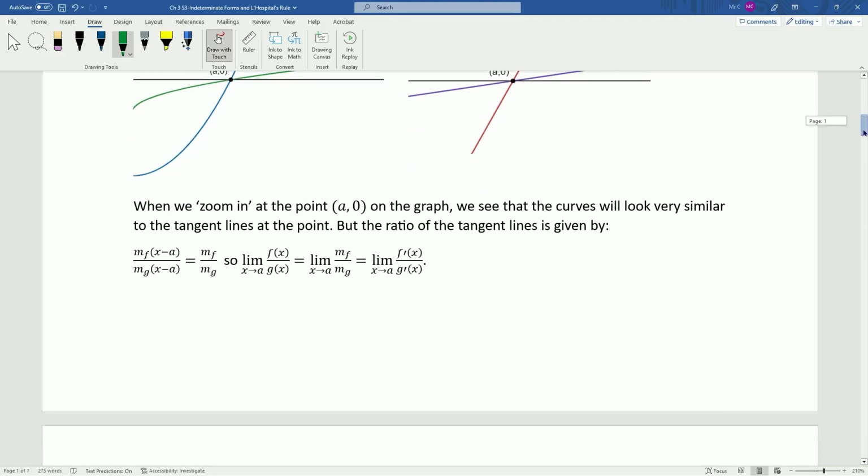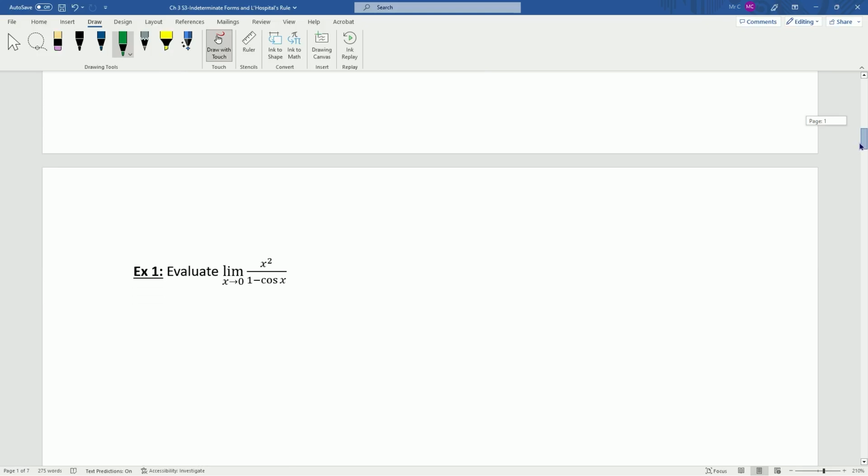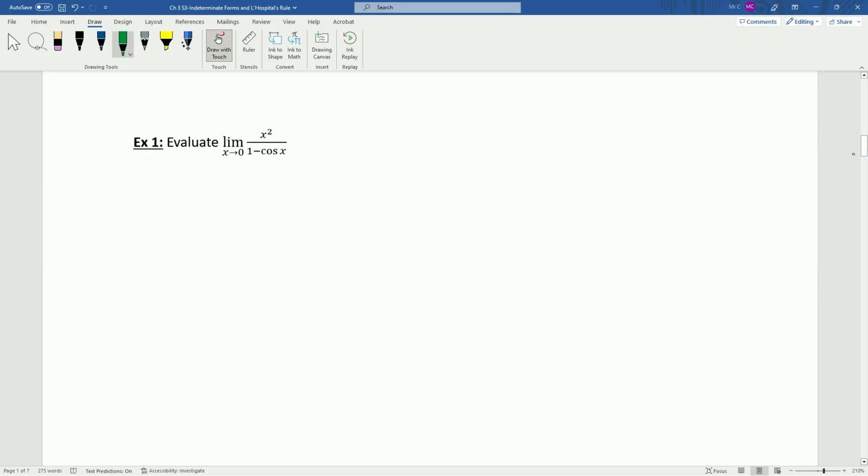Okay, so we're not going to prove this one rigorously. We'll just go with that visual justification and jump into some problems.